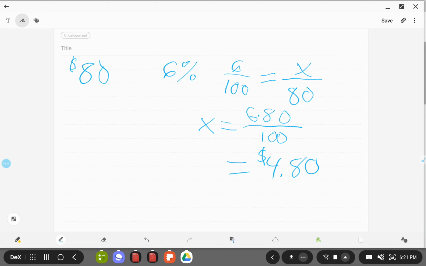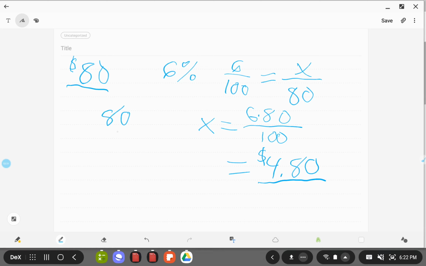So if the question asked you though, if instead of asking you what was the sales tax, if the question asked you, how much do I pay at the register, which, let's be honest, that's what I want to know, right? When I go up to the register, I don't really care how much the tax is. I want to know how much am I paying? How much do I owe the person, right? So to figure this out, we would have to add one more little step to it, right? So now we would take that $4.80, which we know is our tax, and we take the $80, which was the original, and we have to add them together.